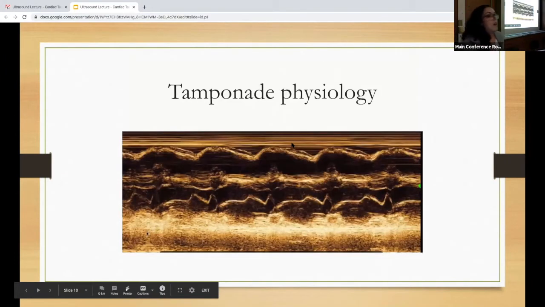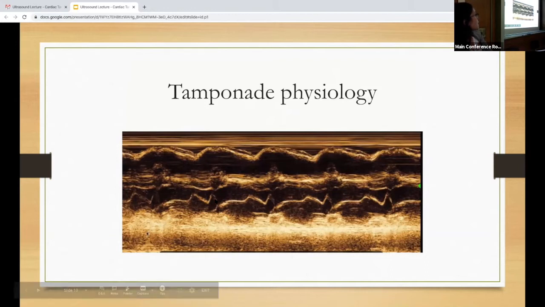By placing M mode over the mitral valve and the right ventricular outflow tract on your parasternal long view, you can see the movement of the right ventricular outflow tract in accordance with the E and A wave. The E wave, which is the beginning of ventricular diastole, and when the mitral valve opens, is exactly where you would see this right ventricular diastolic collapse, which we see here.